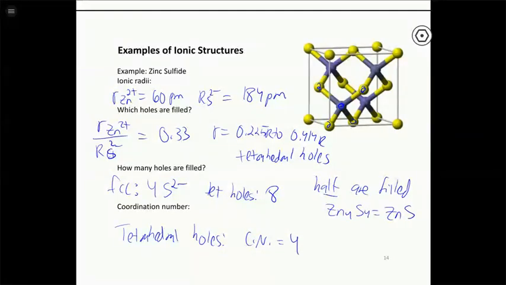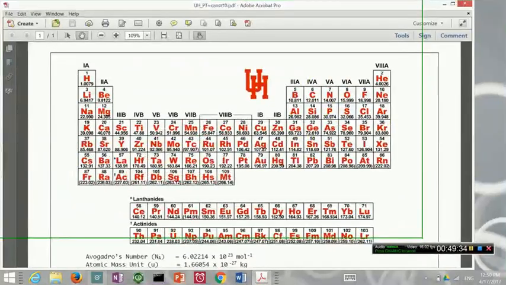Again, that table is the most important part, and next time we'll start talking about some other properties related to phase changes.